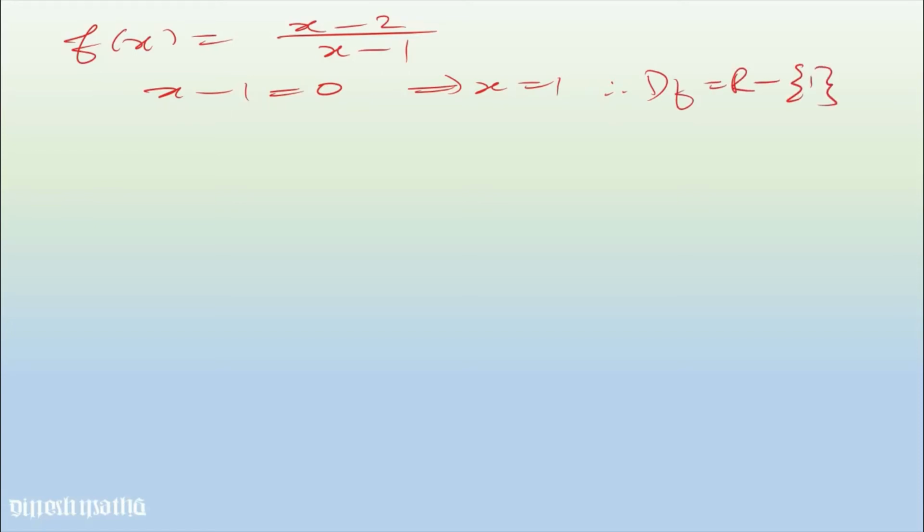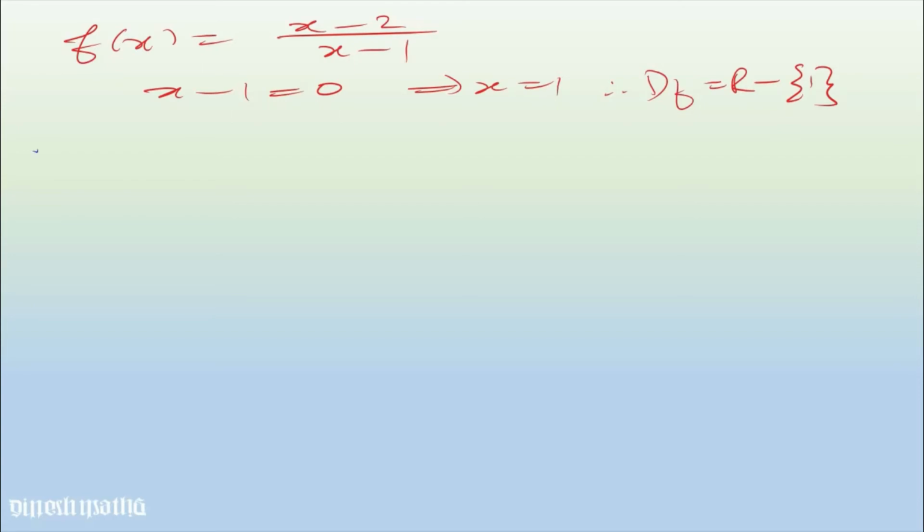Let us see one more question. f of x is equal to x minus 2 by x minus 1. Again here, I am equating the denominator with 0. x minus 1 equal to 0 gives x is equal to 1. Therefore the domain is what? Everything except 1. Hope you got the idea. Equate the denominator with 0 and exclude that value from the whole real numbers. That is your domain, and you have done.